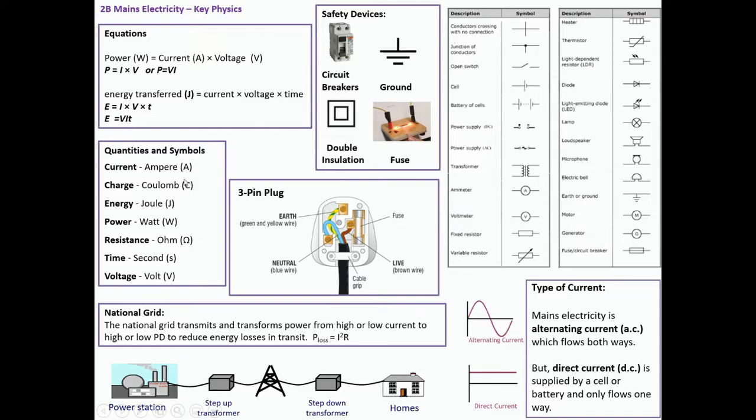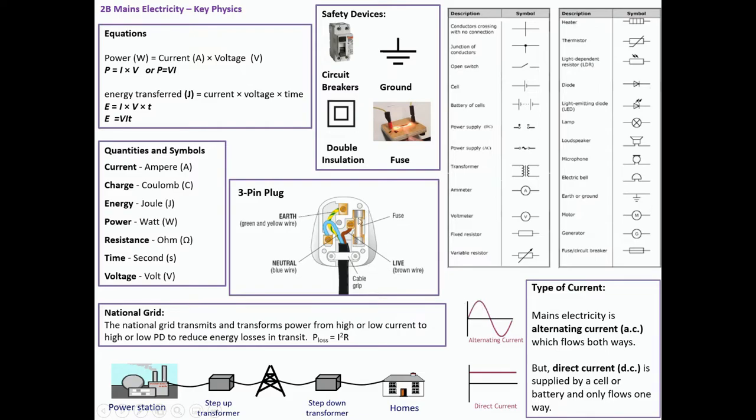Quantities and symbols, we need to introduce the ampere, the coulomb, the joule, the watt, the ohm. Time, of course, you should know, and volt, V for voltage, or typically we should call it potential difference, clearly. We need to know about the 3-pin plugs, so the earth wire, the green and yellow, the neutral, the blue, which stays neutral, the live, which oscillates as an alternating current between plus or minus 325, but is actually a DC equivalent of 230 volts at 50 hertz.